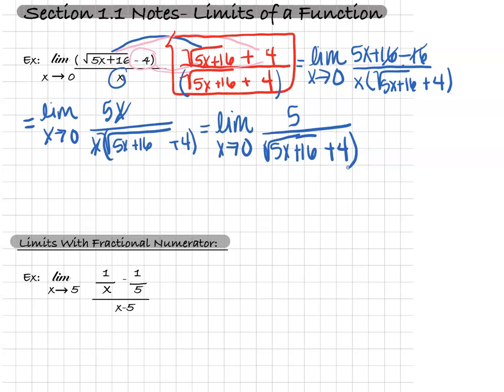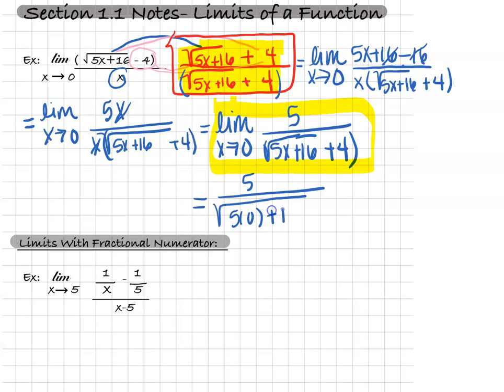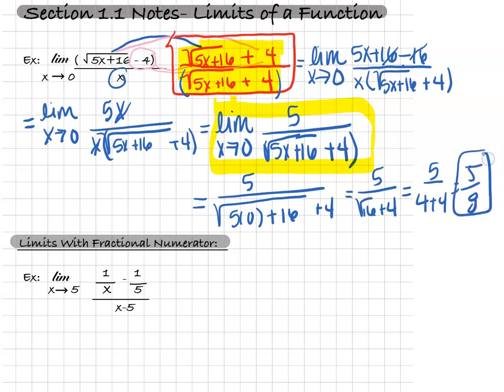Now that we multiplied by, again, that fancy 1 right there, we now have it down to this function that we can actually take the limit of. So I'm going to say equal to, go ahead and plug it in. So I get 5 over the square root of 5 times 0 plus 16 plus 4, which is equal to 5 over the square root of 16 plus 4. So 5 over 4 plus 4 gives me 5 over 8.